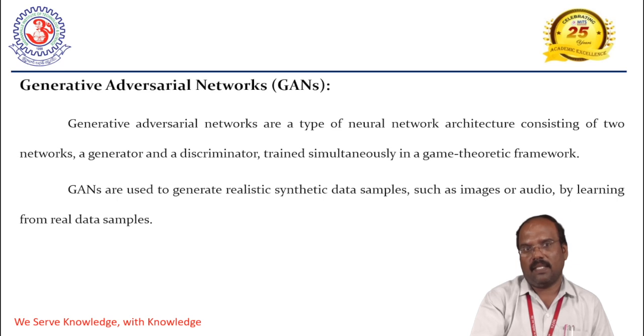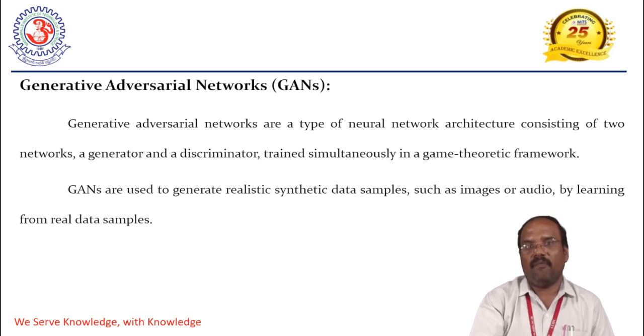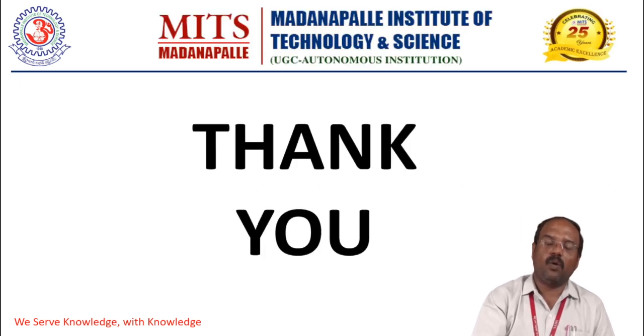Then we go for GANs, that is generative adversarial networks. A GAN is a type of neural network architecture consisting of two networks, a generator and a discriminator, which are trained simultaneously in a game-theoretic framework. GANs are used to generate realistic synthetic data samples like images or audio by learning from real data samples. So these are the fine models which I would like to present in image processing using deep learning.